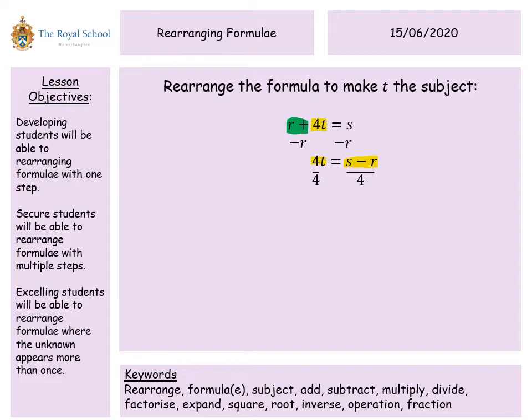And then let's simplify this. 4t divided by 4 is just t, and then this right hand side, s minus r divided by 4, well, it's going to have to stay exactly the same, there's no way of simplifying that further. And that's a 2-step formula rearranged.